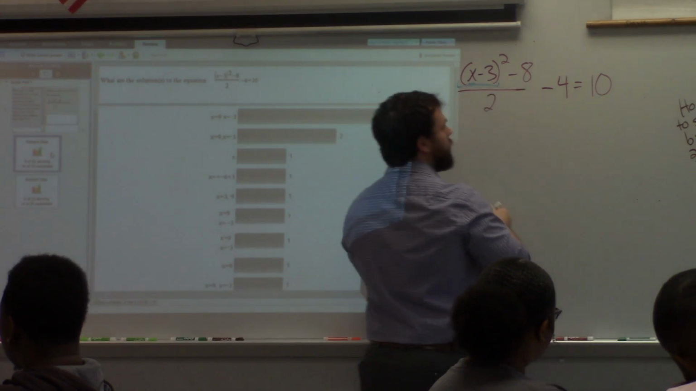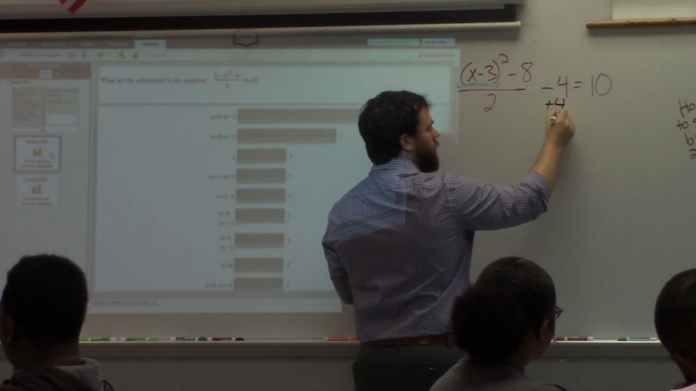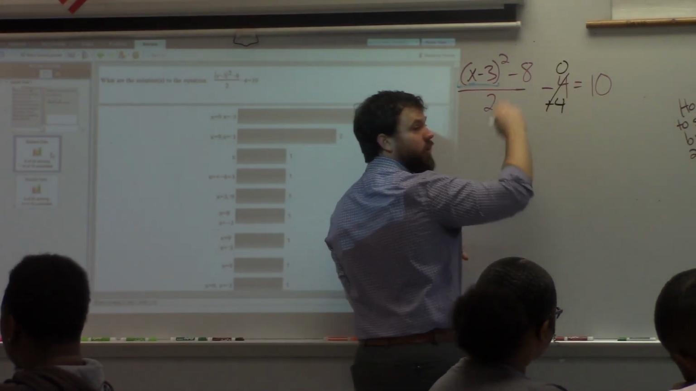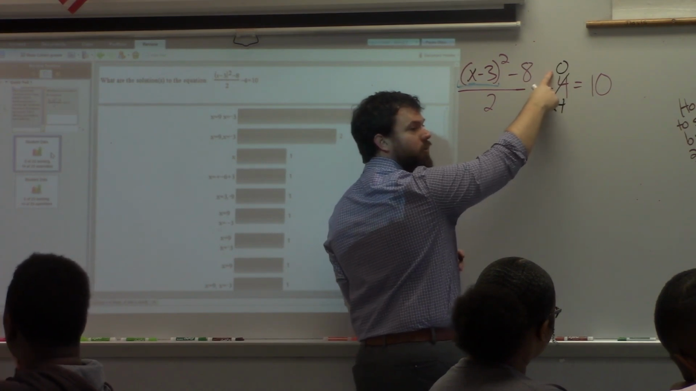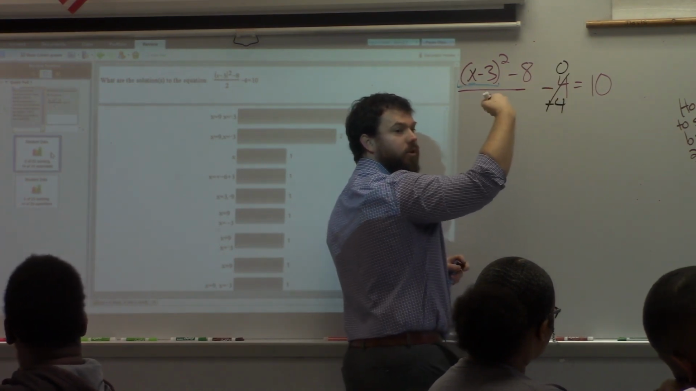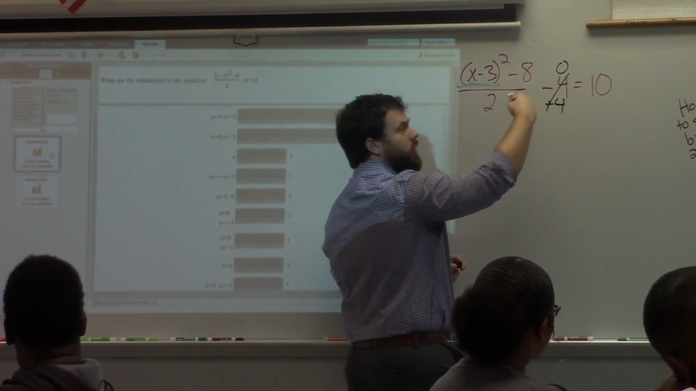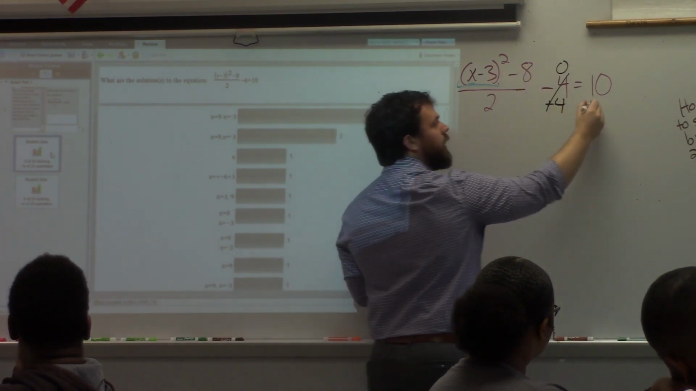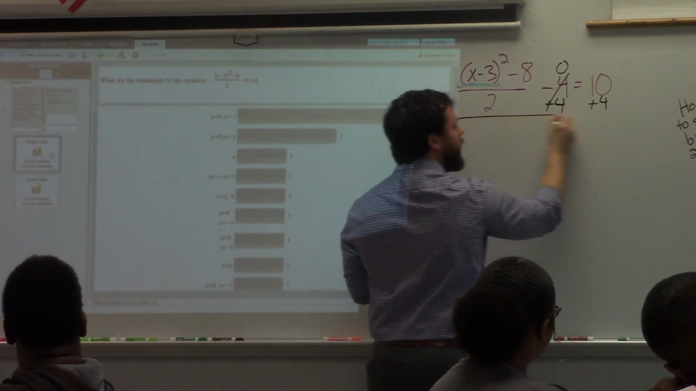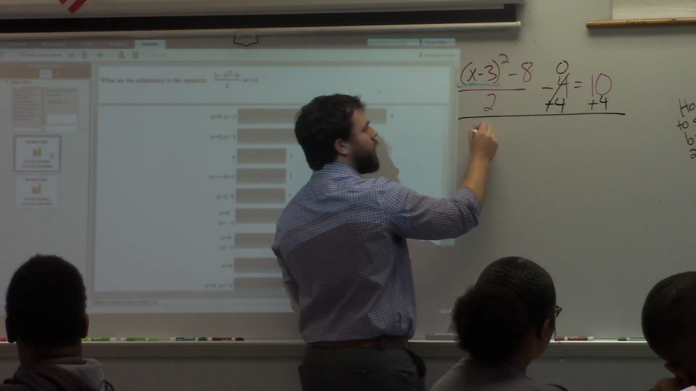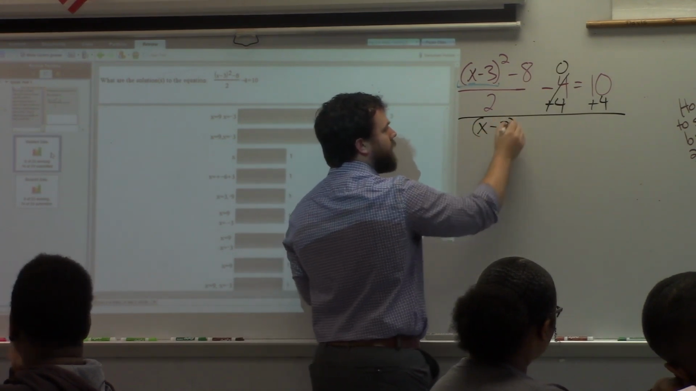So the first thing I'm going to do is get rid of that minus 4 by adding 4, to create what number? 0. So I am going to have to create a 0. The whole point of inverses is to create what two numbers? 0 and 1. Zeros and ones. And then because I created that 0, I have to add 4 to the right-hand side.